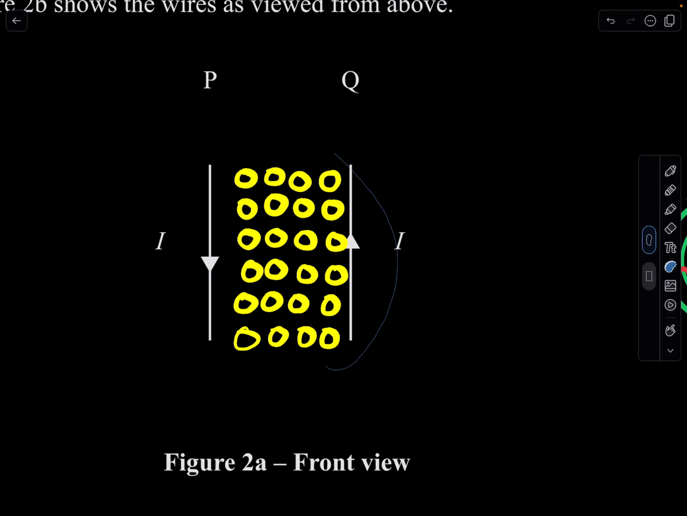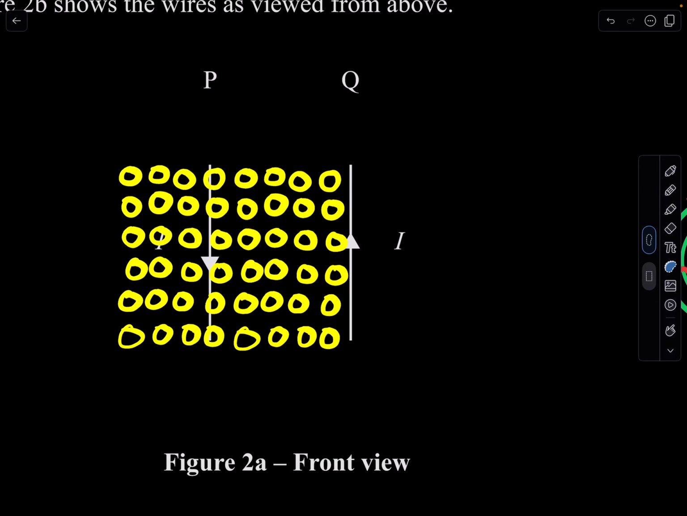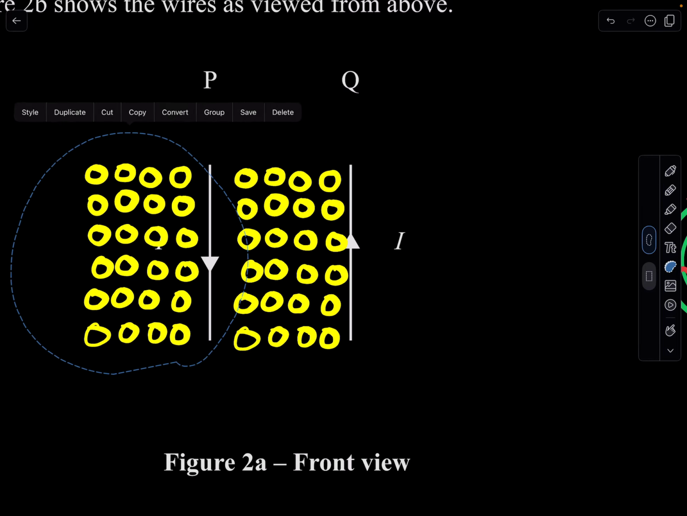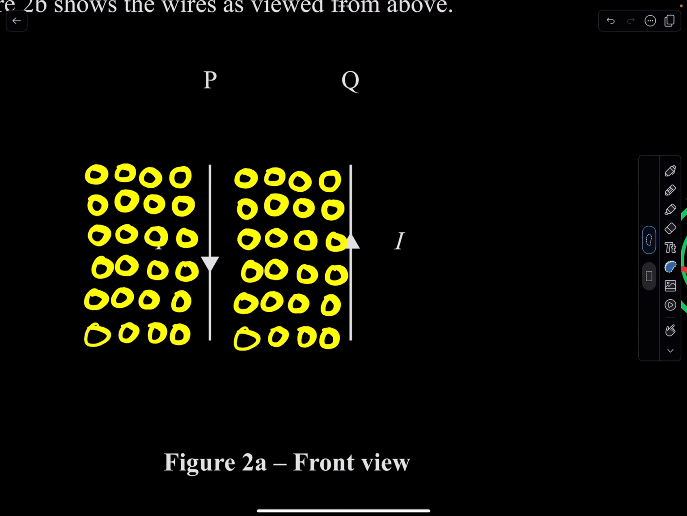And what I'm going to do is copy that, duplicate it, and bring it right here. So imagine that Q is producing this field, and P is going to experience a force, because remember it's a current carrying wire in a magnetic field. So we're going to use our right hand slap rule in this case and determine the direction of the force. Make sure your thumb's going down and your fingers are out of the page, and you realize that there's going to be a left force acting on it. So there's going to be a force on P, going this way.